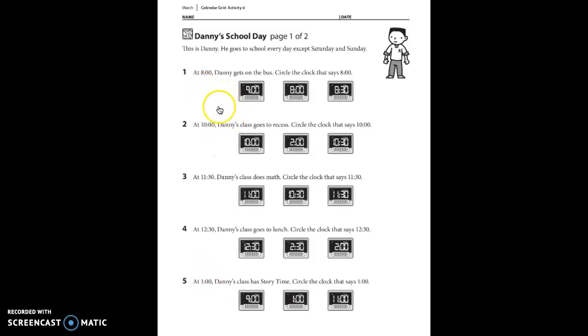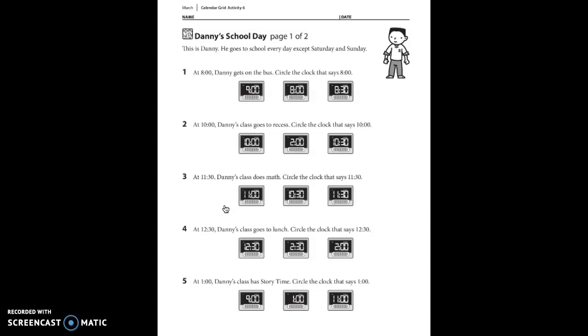Alright, so on page 41 it says at 8 o'clock Danny gets on the bus. Circle the clock that says 8 o'clock. Number 2, at 10 o'clock Danny's class goes to recess. Circle the clock that says 10 o'clock. Number 3, at 11:30 Danny's class does math. Circle the clock that says 11:30.